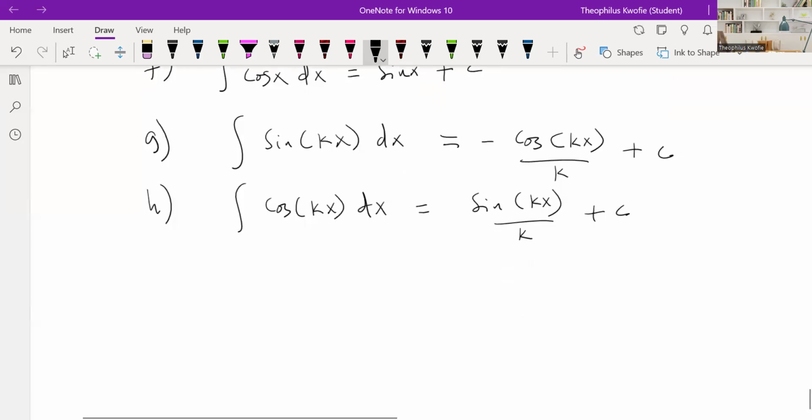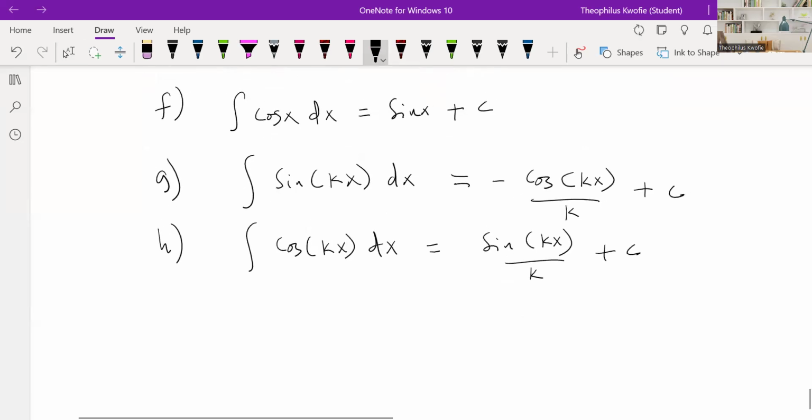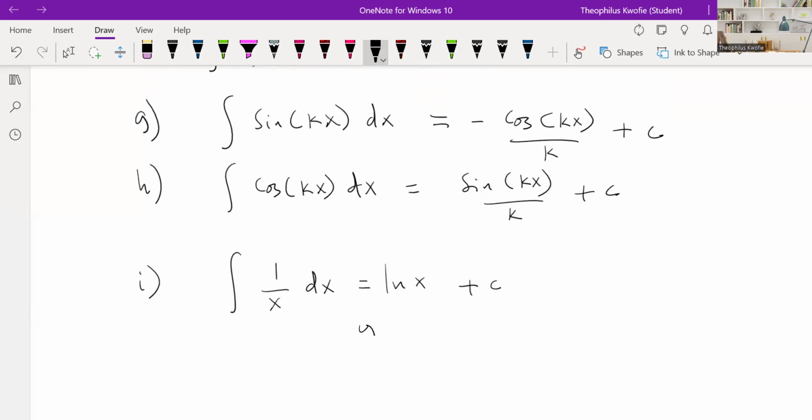Very, very important. And the last example I want to talk about is the integral of 1 over x. And the result is always ln x plus our constant c, or the integral of 1 over x will always be the ln of the modulus of x plus c.